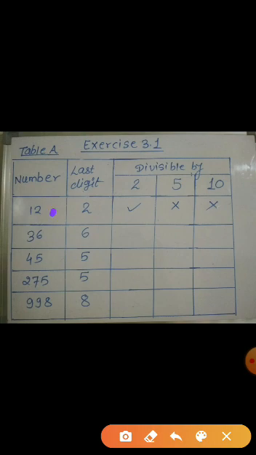See here, the number is 12. What is the last digit of this number? The last digit is 2. Since the last digit is 2, we can say that the number is divisible by 2. Hence, they have put the tick in front of 2. But 12 is not divisible by 5 and 10. Hence, they have put a cross over there. Isn't it? So, likewise, we have to solve the remaining examples.